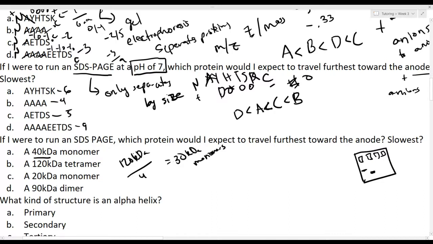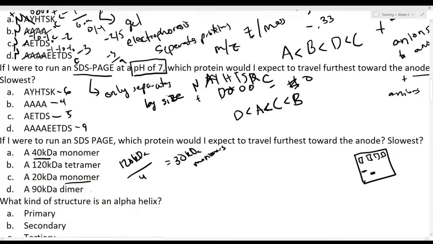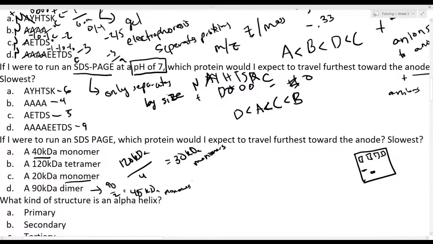Okay, 20 kilodalton monomer in letter C. We're at a monomer. We're happy. 90 kilodalton dimer, meaning we have to go 90 over 2 to get to 45 kilodalton monomers. And again, with SDS page, we don't care about charges. We don't care about charge to mass, anything like that.